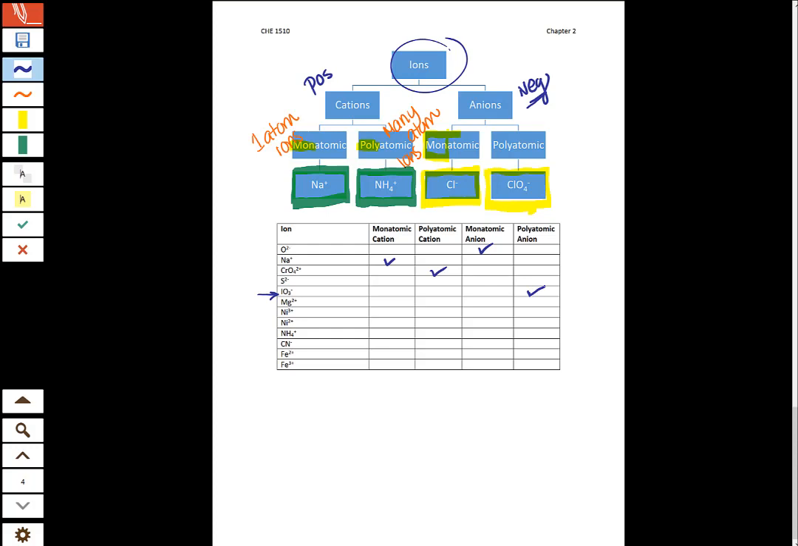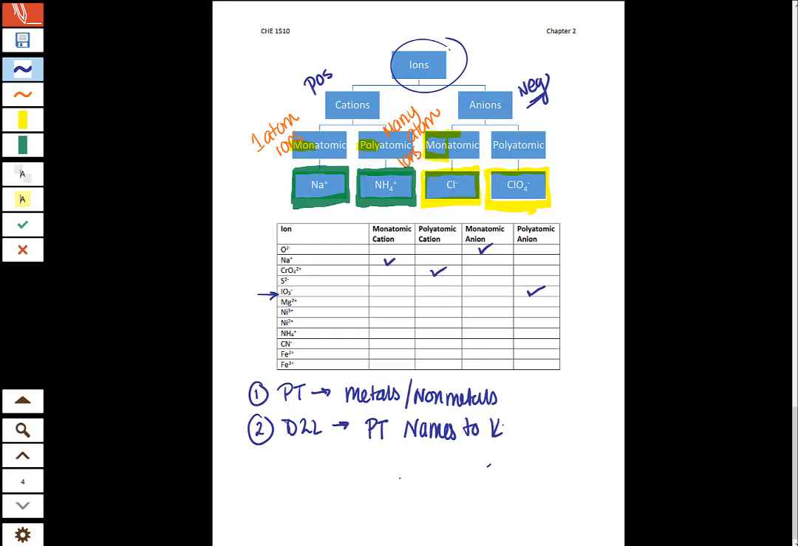So before you come to your next class, ideally what you're going to do is look at your periodic table and figure out where the metals are and where the nonmetals are. You're going to look on Desire to Learn, and on Desire to Learn, there is a periodic table that has some boxes highlighted, and these are the elements that you have to know their names. I think it's called Periodic Table Names to Know. So you're going to start working on knowing those names.